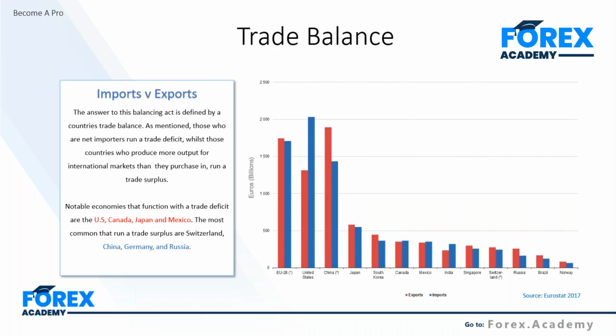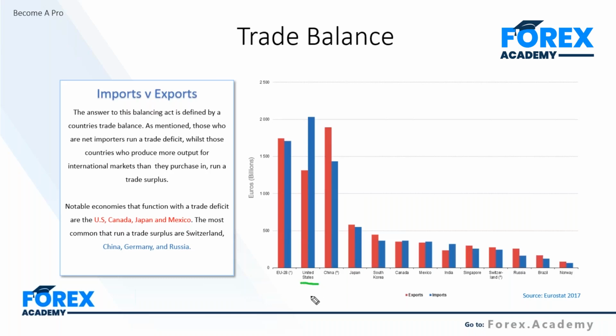Okay, so notable economies that function with a trade deficit are the United States, Canada, Japan, and Mexico. And the most common countries or states that run a trade surplus are Switzerland, China, Germany, and Russia. Again, we can see with our chart here, what effectively does this mean? How can we put that into perspective? It's a simple value of exports minus imports, or vice versa. This is effectively what we're seeing here, and we'll choose the United States as an example.